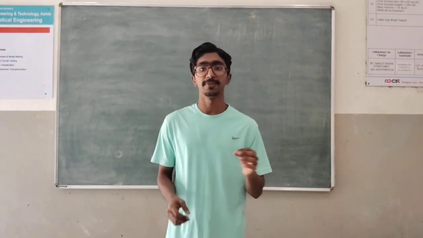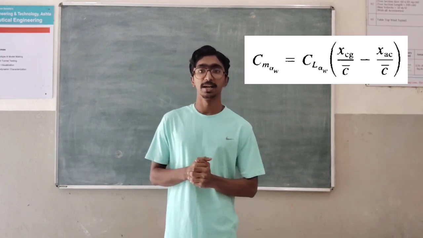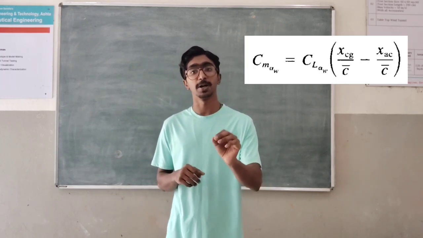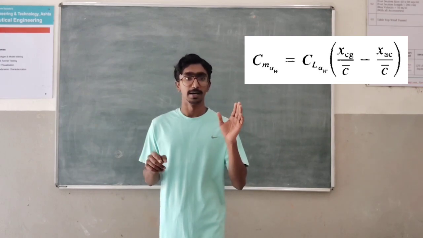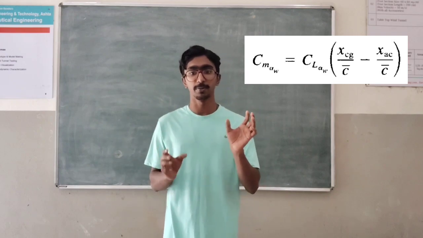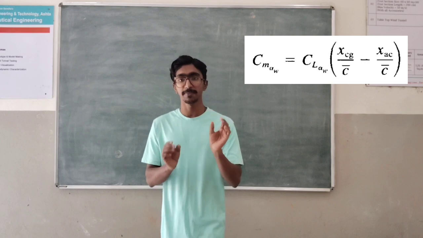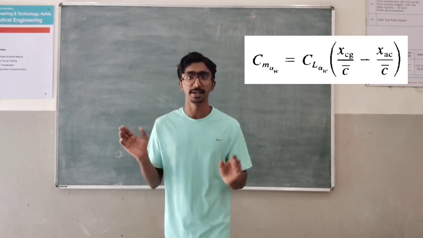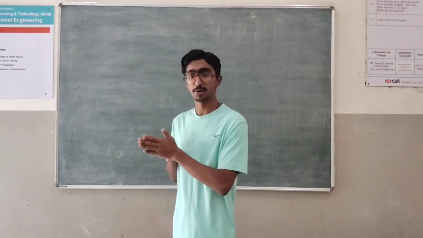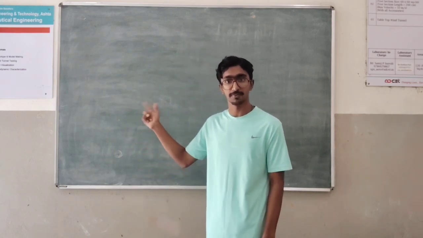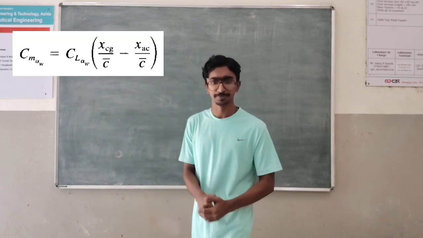The Cm alpha W, where W represents wing, will be equal to the coefficient of lift with respect to angle of attack of the wing, times a bracket containing the difference of the x distances between the CG and the aerodynamic center, divided by the aerodynamic chord. This is the coefficient of moment. I will just paste one image of the coefficient of lift formula over here.